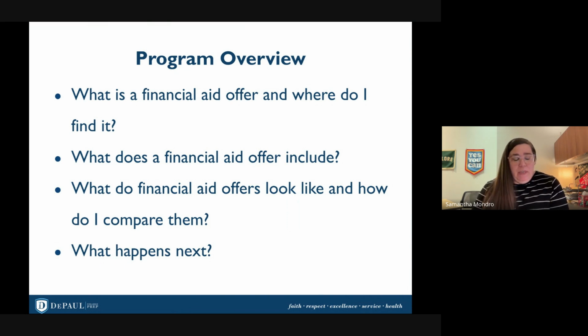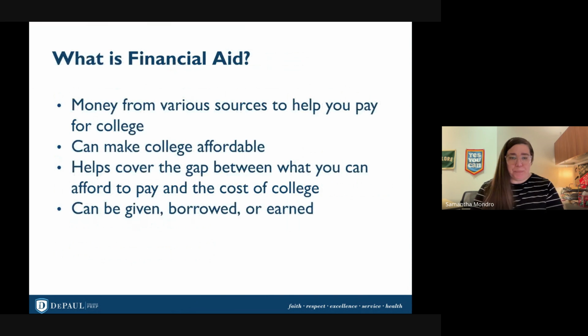So this is the overview of our program this evening. We want you to become knowledgeable about what a financial aid offer is and where you find it, and what financial aid offers include. We are also going to make sure that you can compare the offers that you are receiving, and then what the next steps are after that. So those are our outcomes for today.